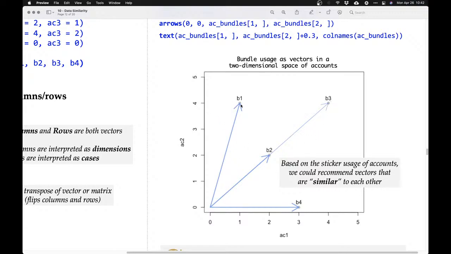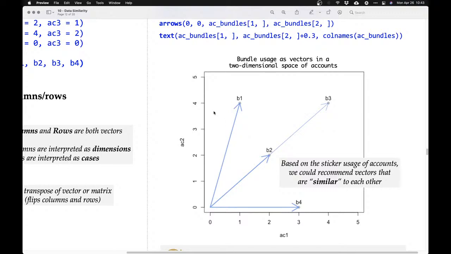How about bundle 1 and bundle 4? Do these accounts agree or disagree about these bundles? These two, let's call them users potentially. These two users, do they agree or disagree in their fondness or their willingness to use these two bundles? Account 1 really likes to use bundle 4, right? But account 2 couldn't care less about bundle 4. Like literally, they've never used it. It's 0. Account 1 has used bundle 2 a little bit, but account 2 has used bundle 1 a lot. All right?